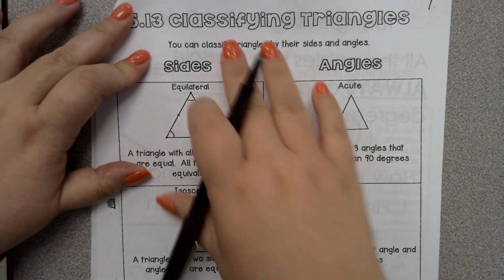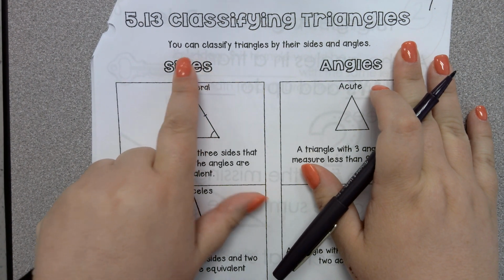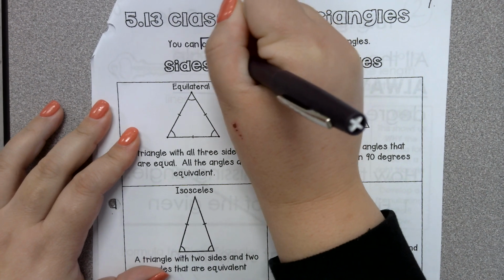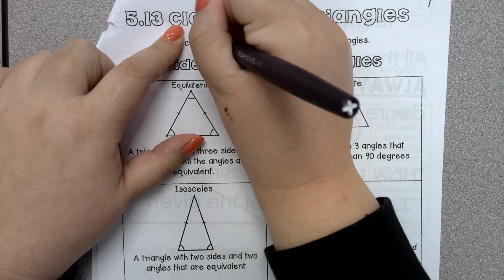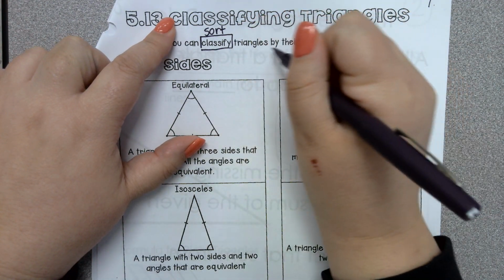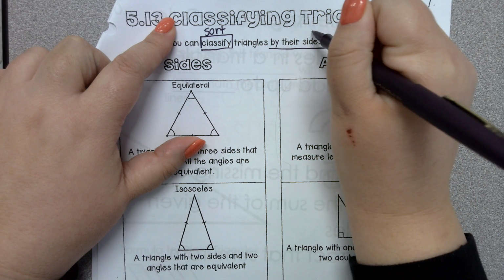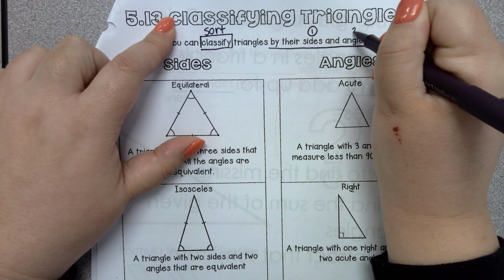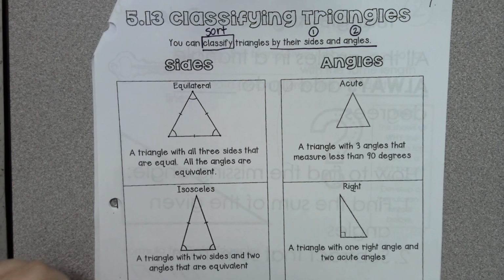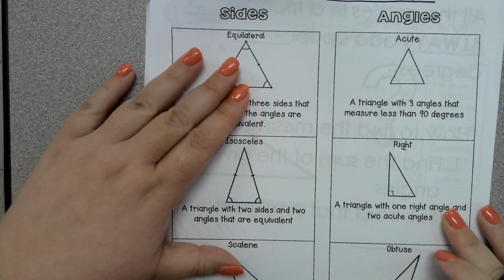Okay, so classifying triangles. It says here, you can classify triangles by their sides and angles. I'm going to box this word classify. Classify means to sort. So we can sort triangles two different ways: by their sides, that's the first way, and by their angles, that's the second way. So let's start with classifying triangles by their sides.